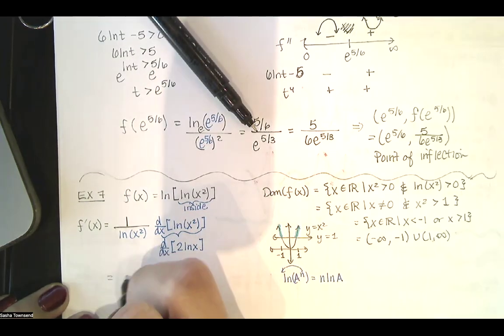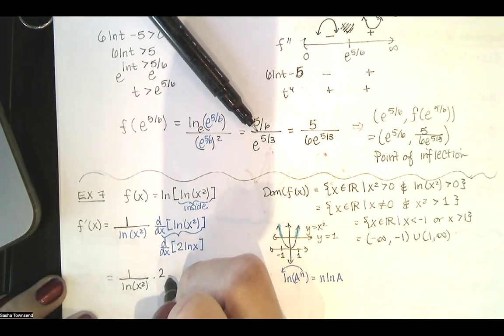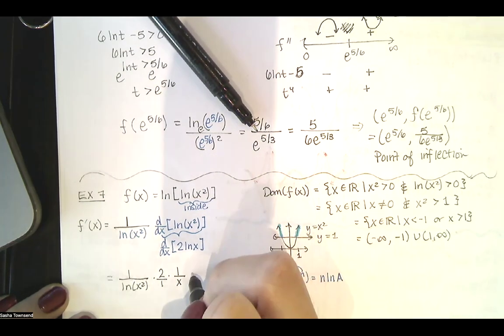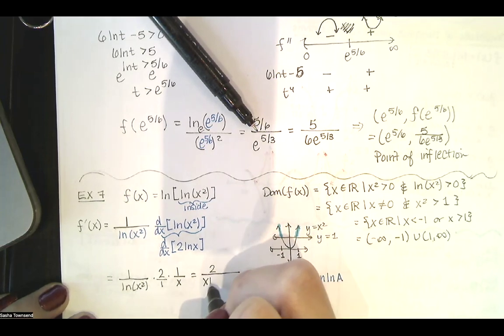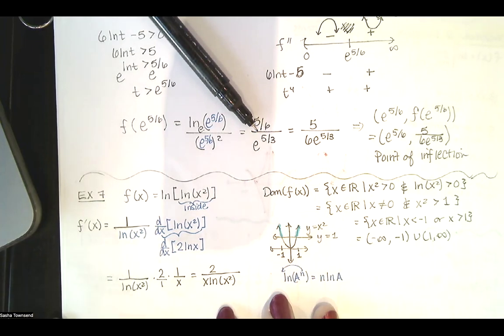And that's a relatively simple derivative to evaluate. So we end up with 1 divided by natural log of x squared times the derivative of 2 natural log of x. So we're going to get a 2 times a 1 divided by x. If you want, you can call that a 2 over 1. So when you multiply straight across, you've got 2 in the numerator and x natural log of x squared in the denominator. That is our f prime.